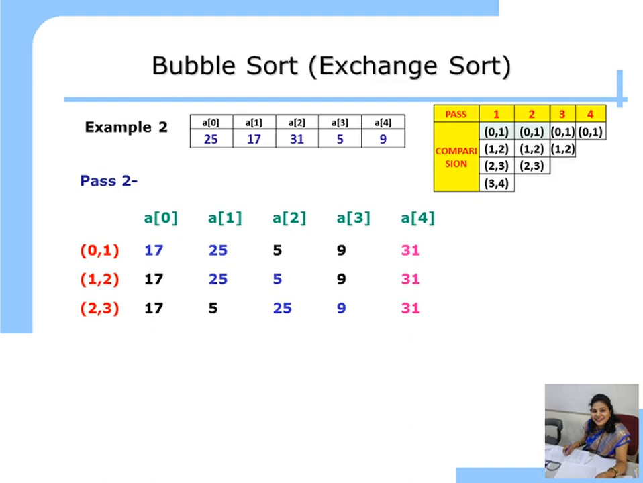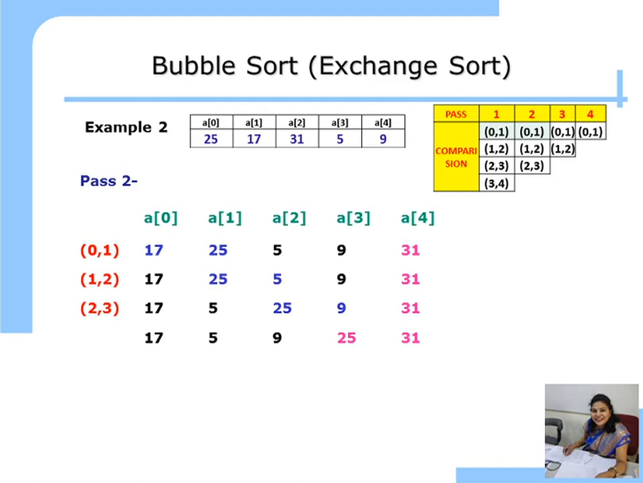Let us do the last comparison of pass 2, between the second and third position. What is present at the second position? 25. What is present at the third position? 9. Is the second element greater than the third? Yes. So we are going to perform the swapping. After swapping, you will get the output 17, 5, 9, 25 and 31.